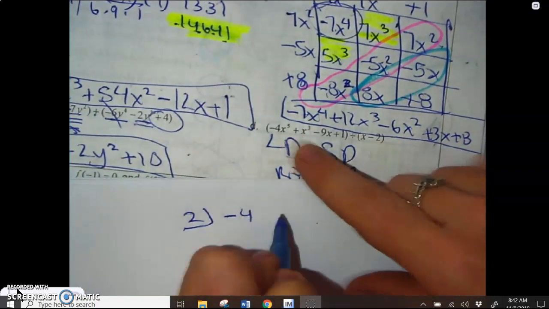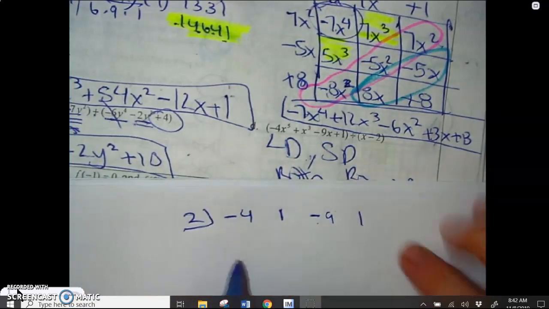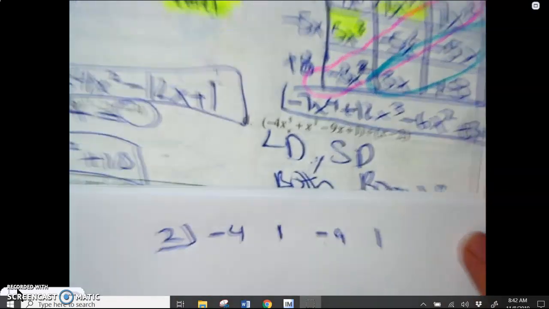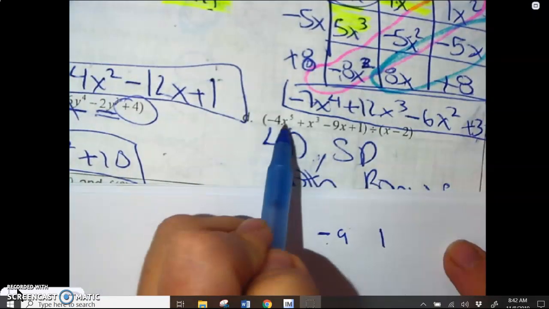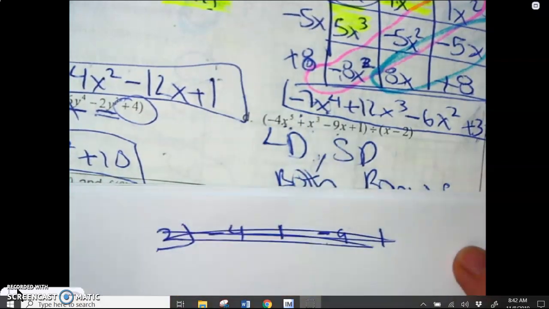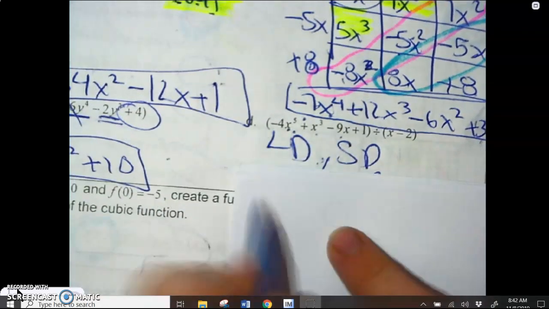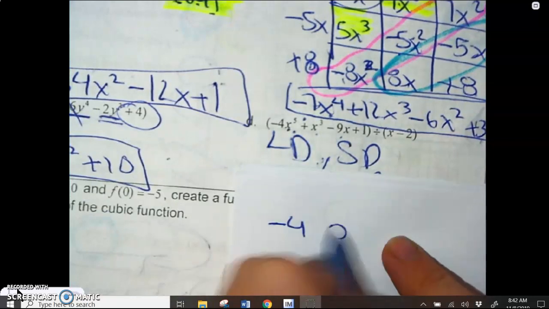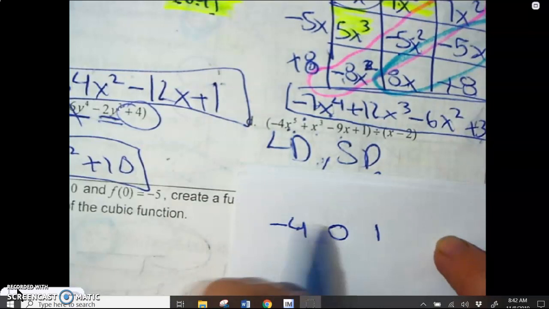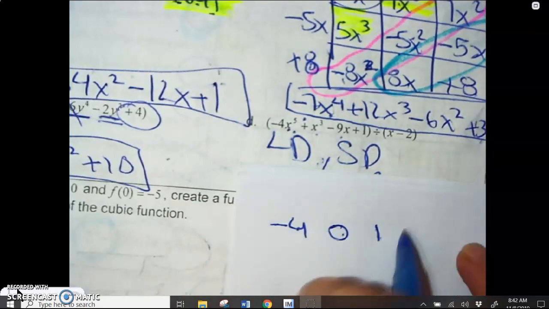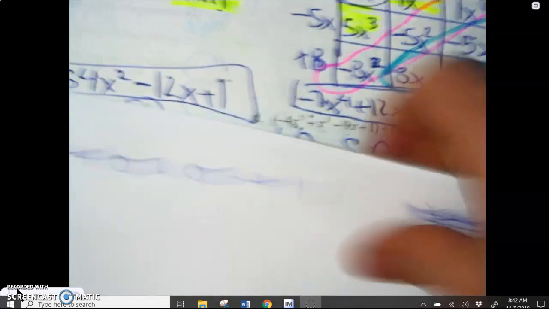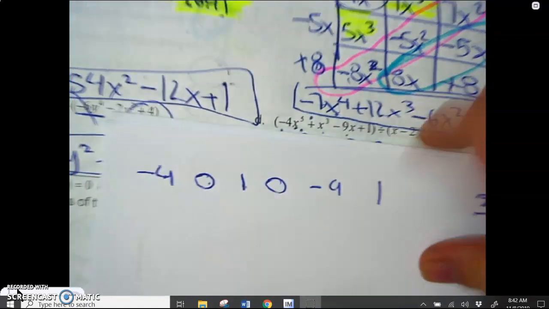Negative 4, 1, negative 9, 1. Uh-oh, I went too fast. Let's zoom in. It's supposed to go 5, 4, 3, 2, 1, nothing. So that's wrong. So negative 4, x to the 5th, x to the 4th, x cubed, x squared, x, and a number. Okay? So let me do that. I'll zoom it out a little bit.